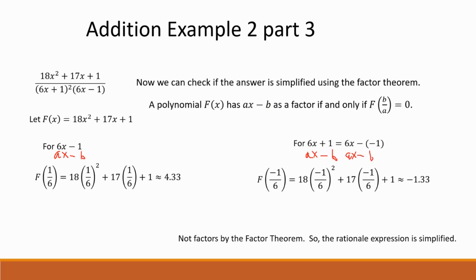So here we have ax minus b, where a is 6 and b is -1. And again, capital F is the numerator. So 6x plus 1 is a factor if and only if capital F at -1/6 is 0. That's because 6x plus 1 is the same as 6 times x minus -1. So 6x minus -1 is a factor if and only if F of -1/6 is 0. That's what I'm testing here.